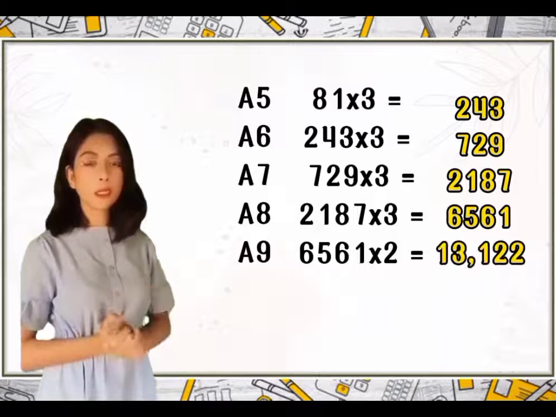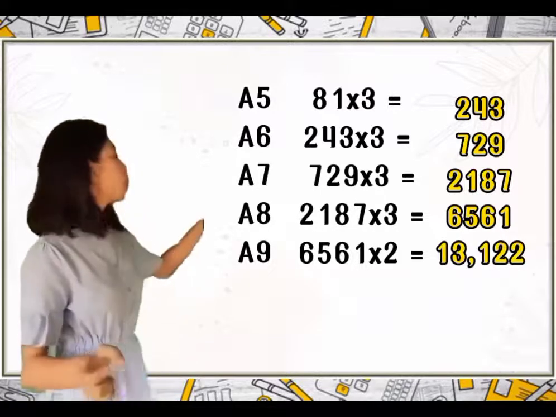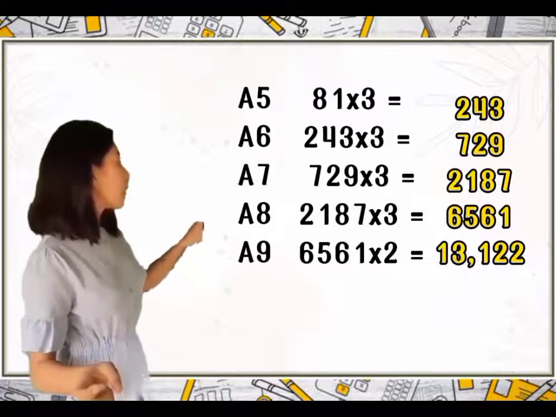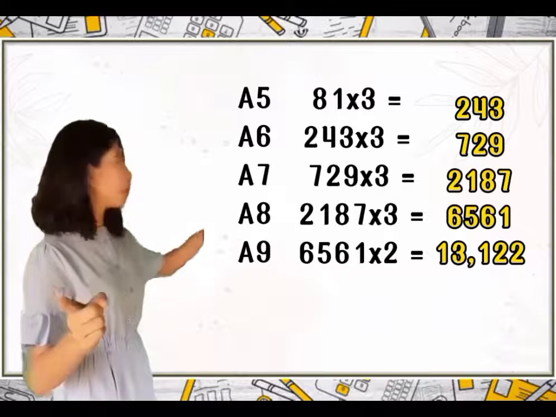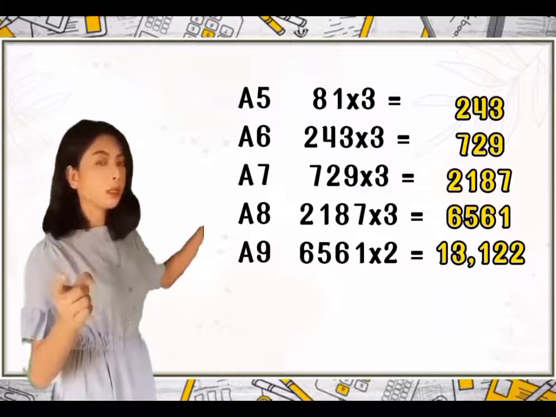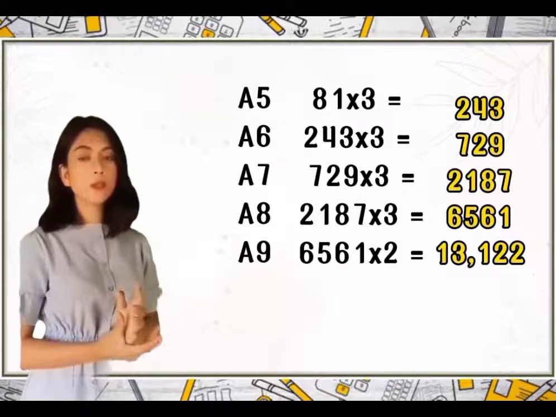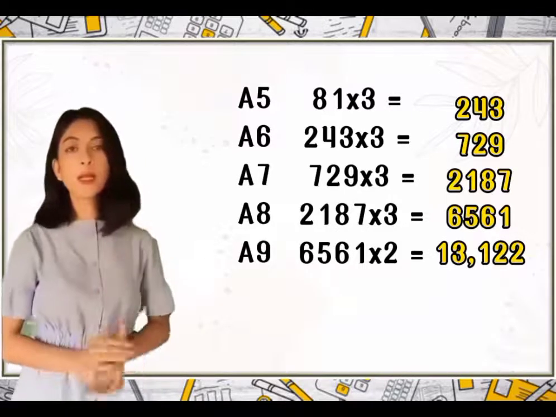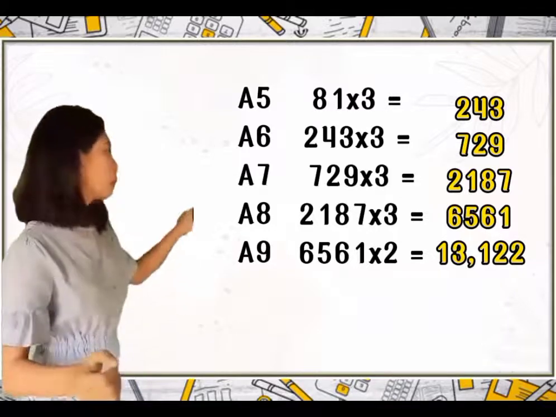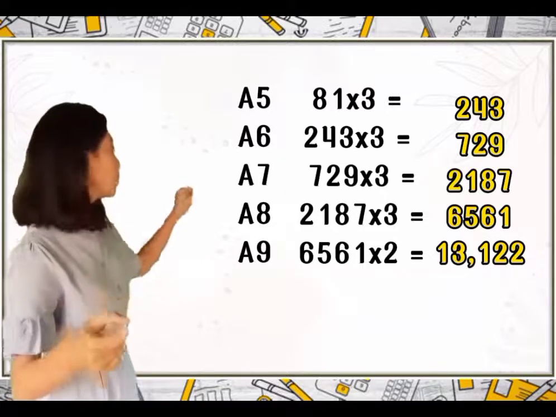To get the 6th term, we multiply the 5th term by 3 again. So 243 times 3: 3 times 3 is 9, 3 times 4 is 12, carry 1, then 3 times 2 is 6, plus 1 equals 7. So our 6th term is 729. And to get the 7th term, we multiply the 6th term by 3 again. So 729 times 3: 9 times 3 is 27, carry 2.